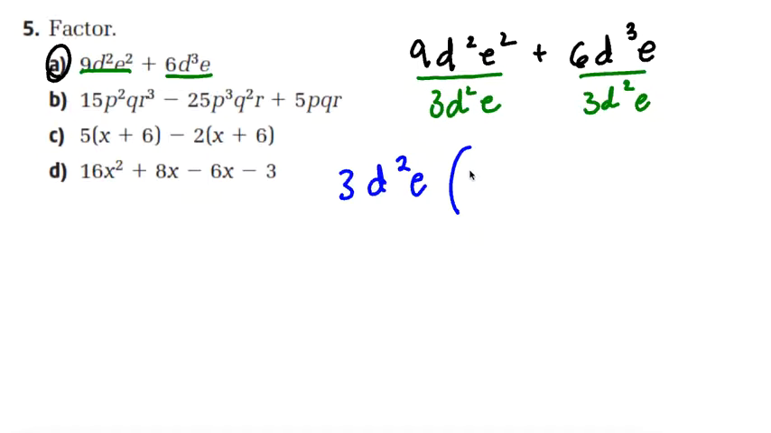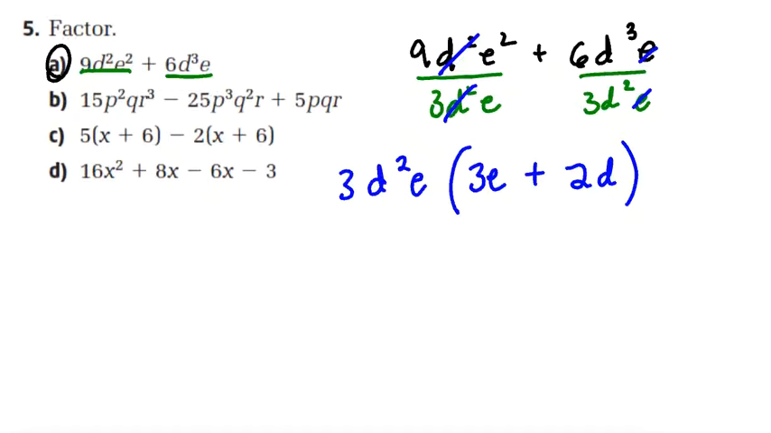So this is 9 divided by 3 will give us 3. D squared over D squared gives you 1. And E squared over E just gives you E. And then we have plus. This will become 2. 3 D's on the top divided by 2 on the bottom will give you 1 D left over. And E over E will just be 1. So that's the new way to write it.